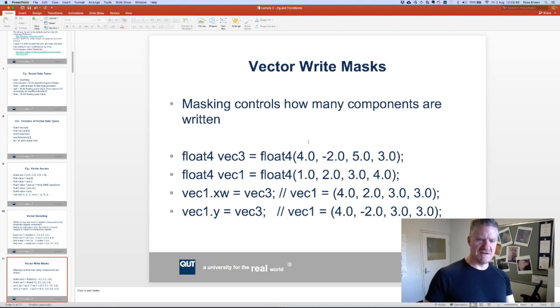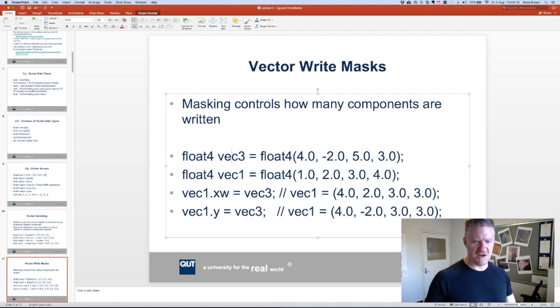Then there's the vector write masks. So you can swizzle and write mask. This simply controls how many components are written from the assignment, or how they can be swizzled as well. So we can see here you can get elements of them and switch them around. It's all a bit weird.